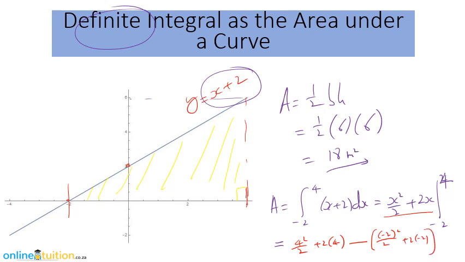Right, so that's 4 squared over 2, that's 16 over 2, that should give me 8. 2 times 4 is going to give me 8, minus, look at this, minus 2 squared is 4, 4 over 2 is 2, and then 2 times minus 2 is minus 4. And look at that, sure as God made little apples, what is that equal to? Think about that. It's equal to 18. 8 and 8, 16, minus minus 2 gives you 18 square meters.